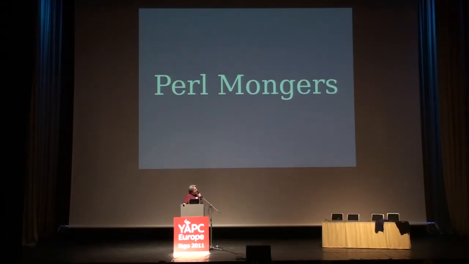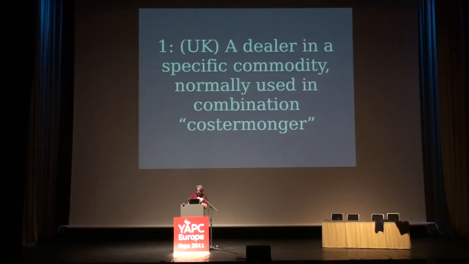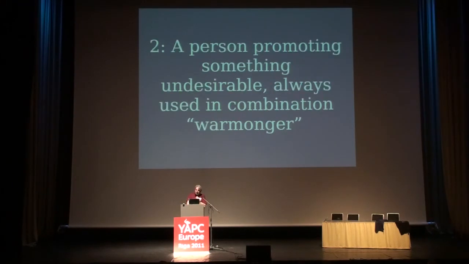So let's think about naming. We currently call ourselves Perlmongers. Does everyone out there know where the name Perlmongers comes from? What a monger is? I looked on Wiktionary. A monger is a dealer in a specific commodity, normally used in combination with things like costermonger, fishmonger, ironmonger. Well, there's also a second definition saying it's someone promoting something undesirable. So I'm hoping that we're the first definition rather than the second definition.